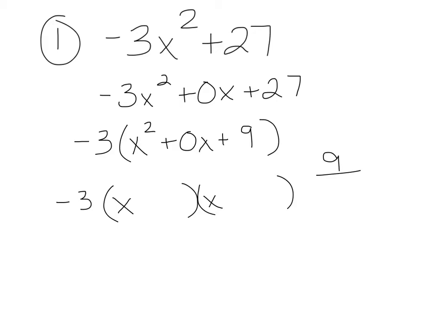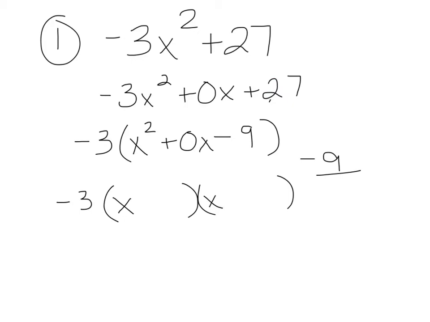Oops, I actually messed up here. My bad. So when we pull out a negative 3, this here should actually be a negative 9. Okay, so because negative 3 times negative 9 will give you the positive 27 that you need back up here. Okay, so we want to find factors of negative 9 now that are going to add up to 0.